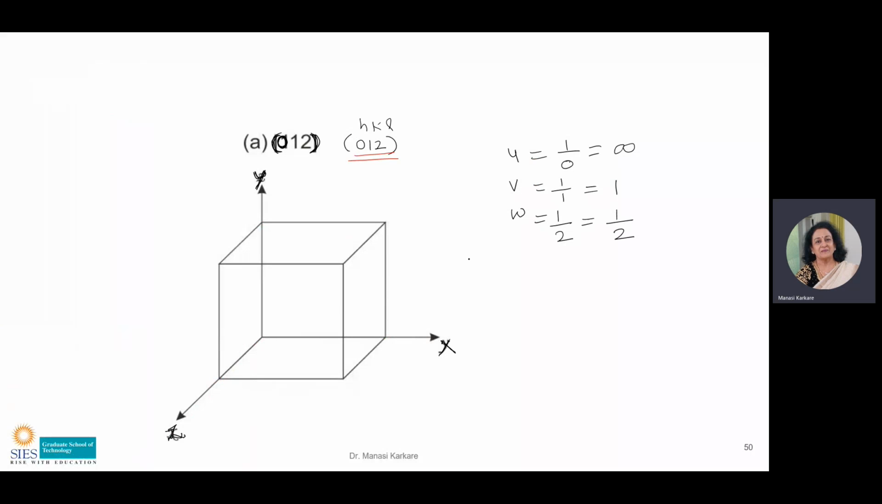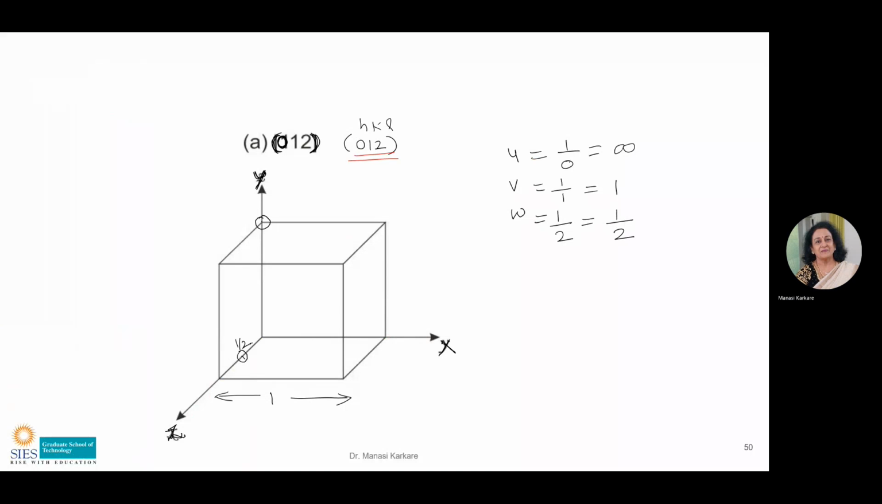Now next step is you have to mark these intercepts in the diagram. X-intercept is infinity, that we will do later. Y-intercept is 1. This is your y-axis. On the y-axis, you have to mark 1. As I told you, dimension of unit cell is 1. So intercept on y-axis is 1. Intercept on z-axis is 1 by 2. So this total length along z-axis is 1. Approximately find out the midpoint. So this is 1 by 2.